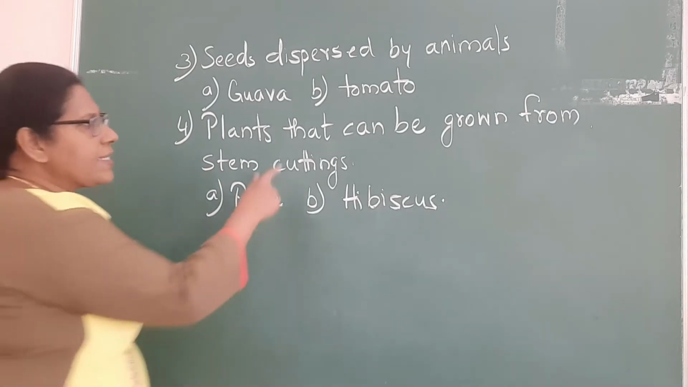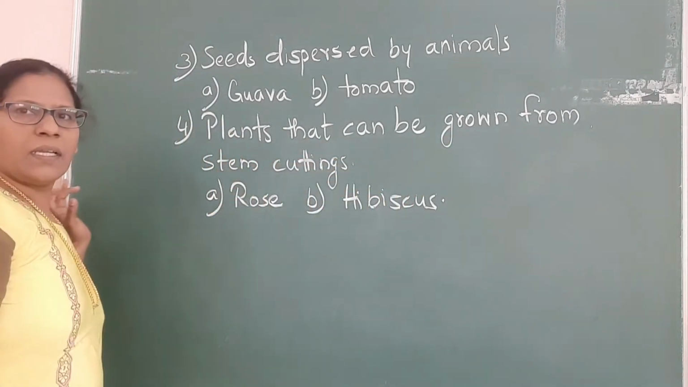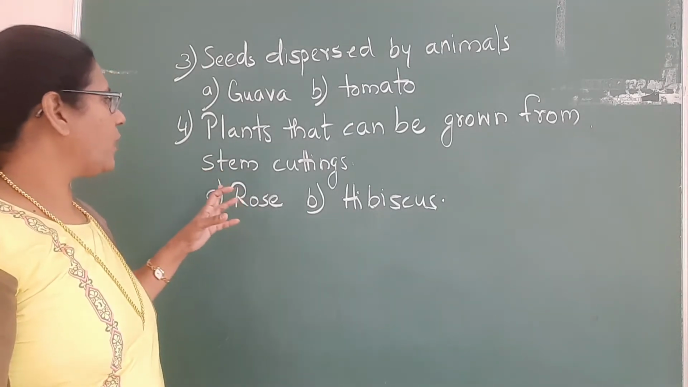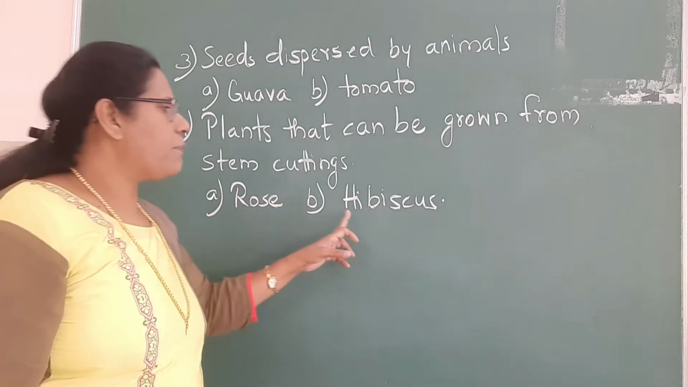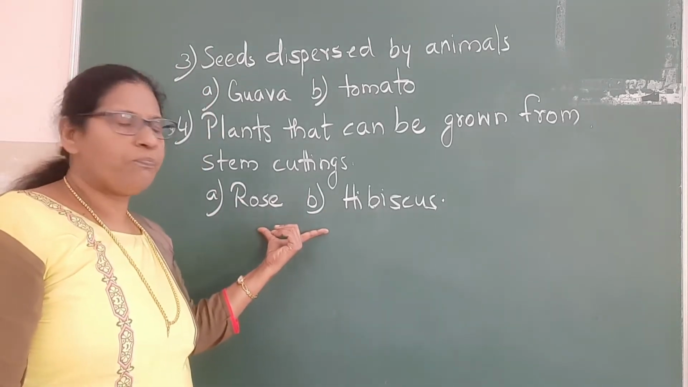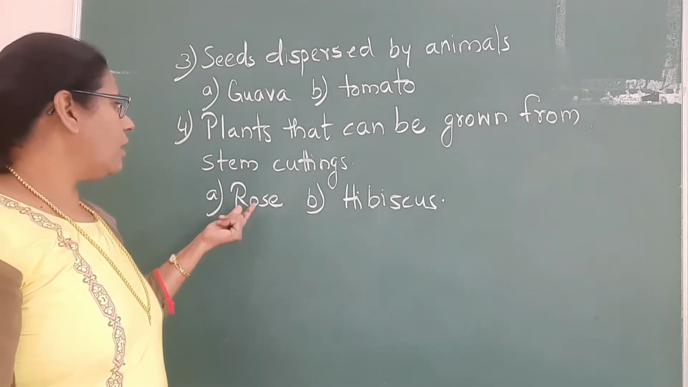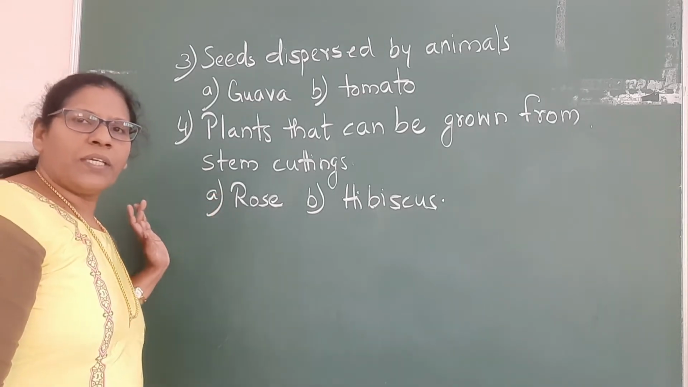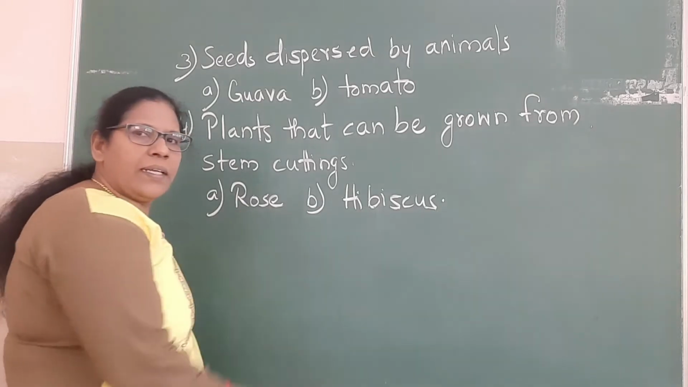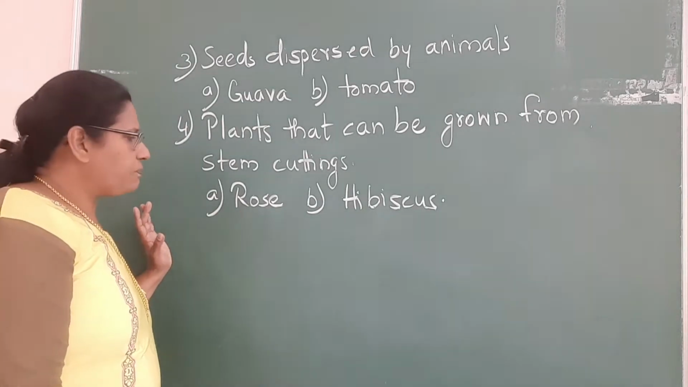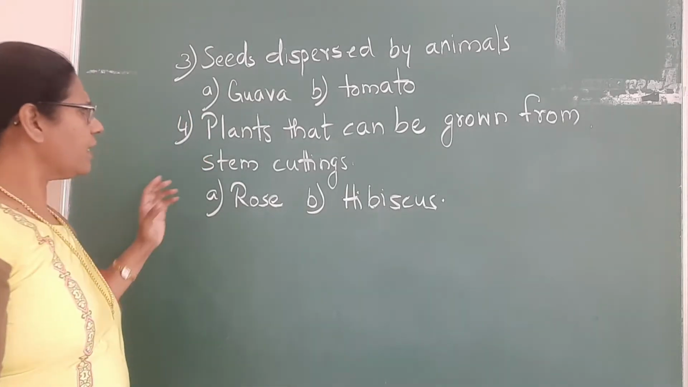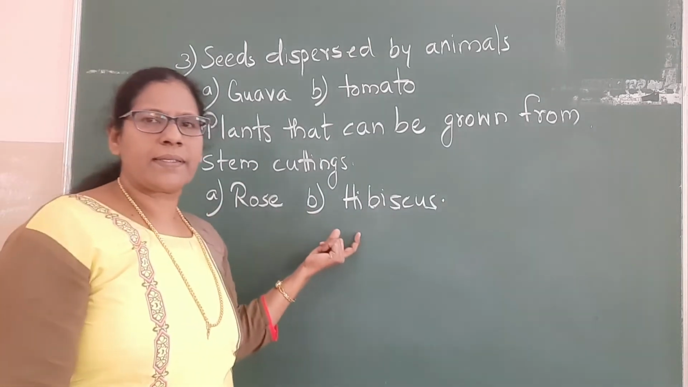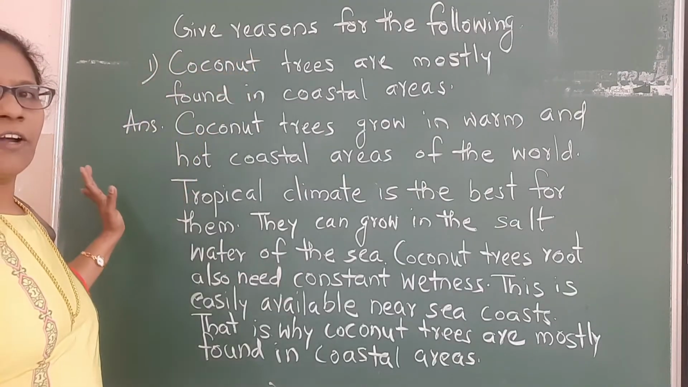Question number 4, plants that can be grown from stem cuttings. In vegetative reproduction we studied stem cuttings or vegetative parts: rose and hibiscus. If you want to grow a new plant, you have to cut the stem of this hibiscus or rose, and then we can grow new plants from their cuttings or vegetative parts. Example, rose, hibiscus. Give reasons for the following.